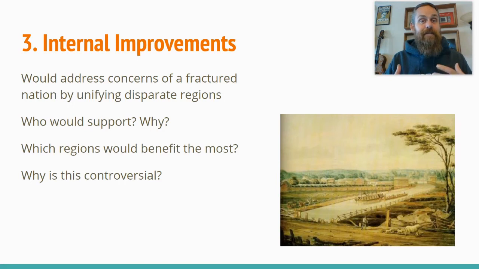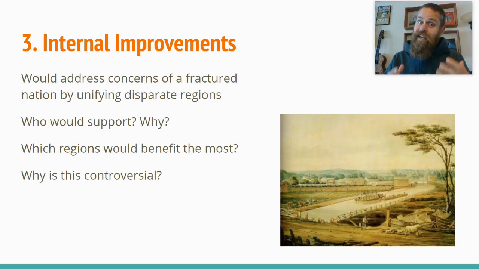The southern states in particular are concerned that most of these roads look like they're ending up in the northern and western regions, and they don't feel it's fair that they would be paying in taxes for national improvements, a national transportation network that was kind of leaving them out. So there's going to be a lot of regional controversy over internal improvements.